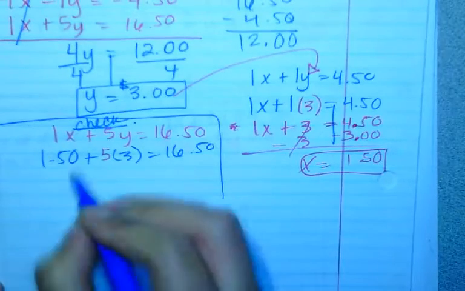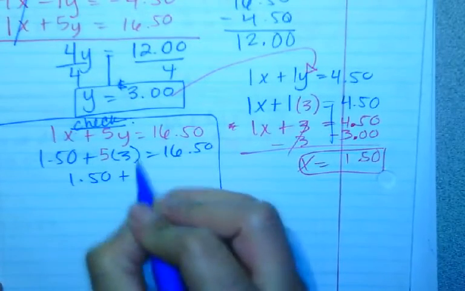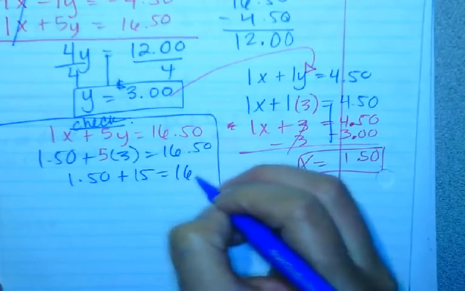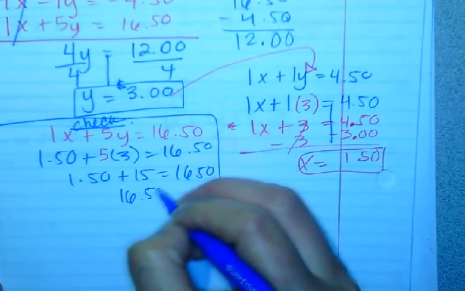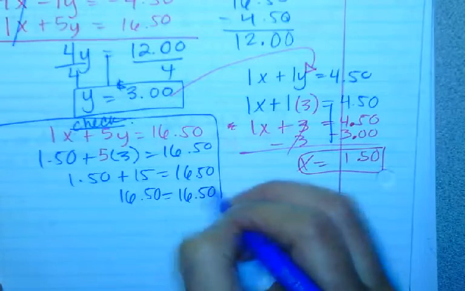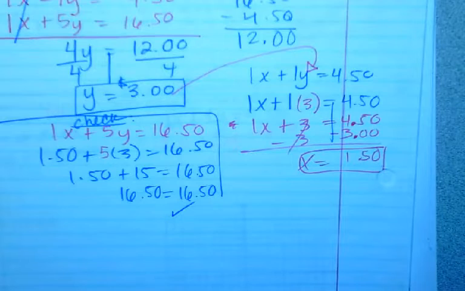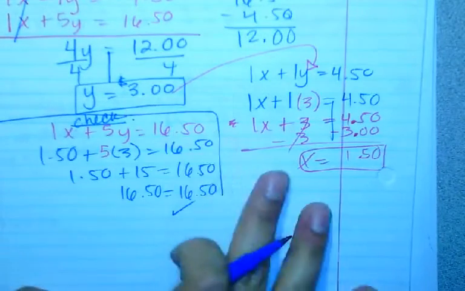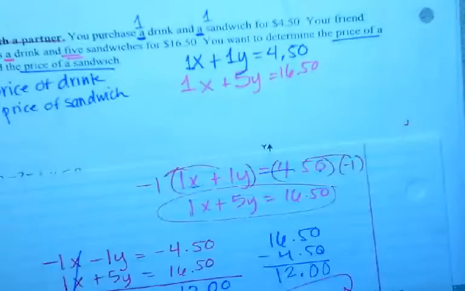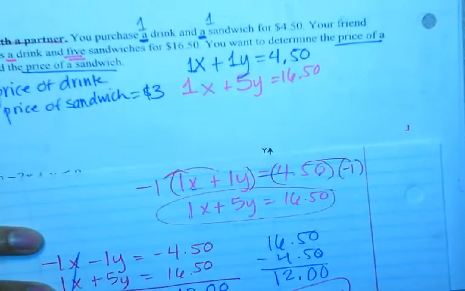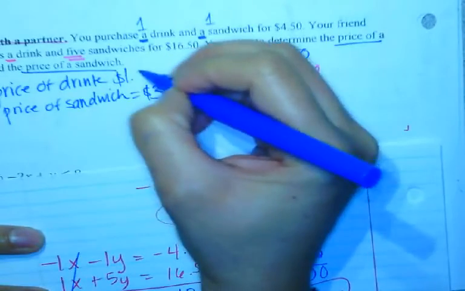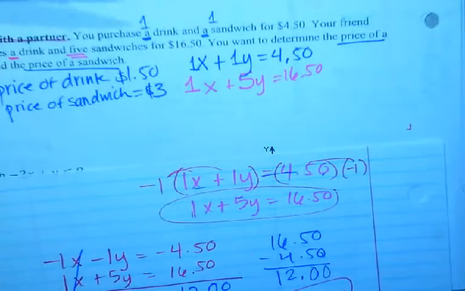Okay, so 150 plus, that's 15, and that does give me 1650. So now I'm super sure that I did this correctly. Okay, so y, the cost of the sandwiches is 3, and the cost of the drink is 150. Okay.